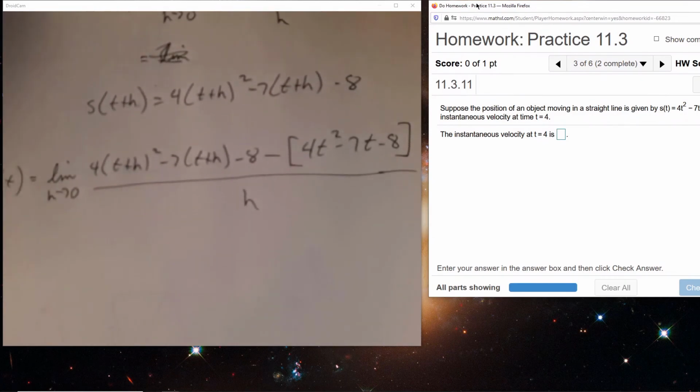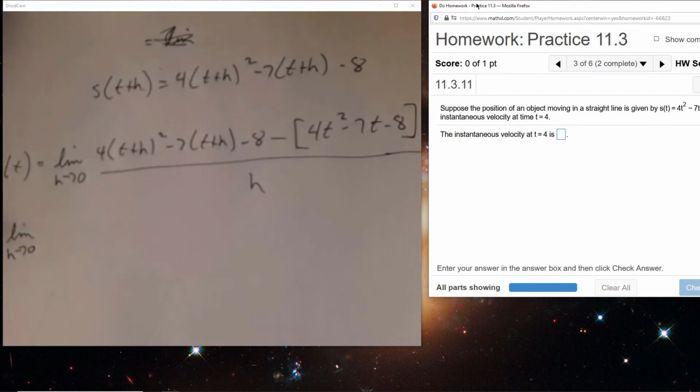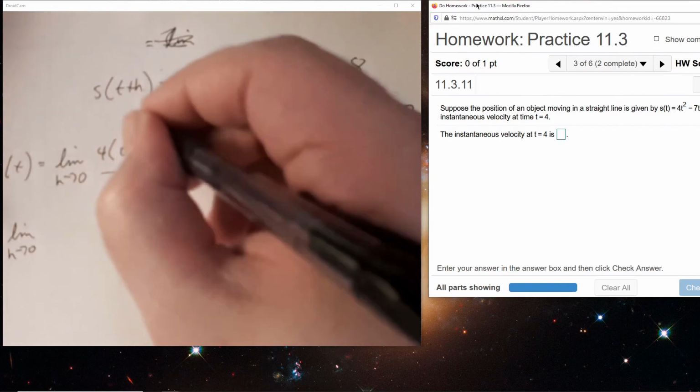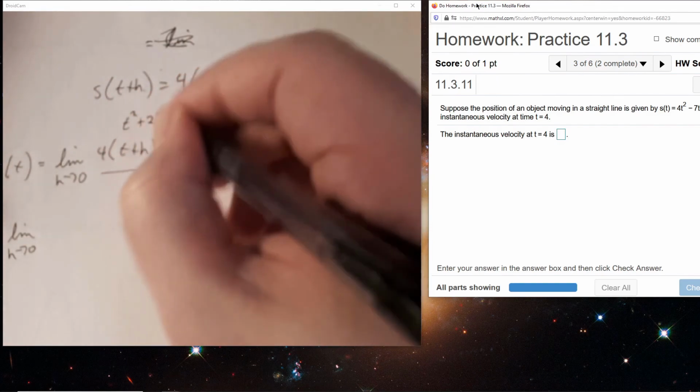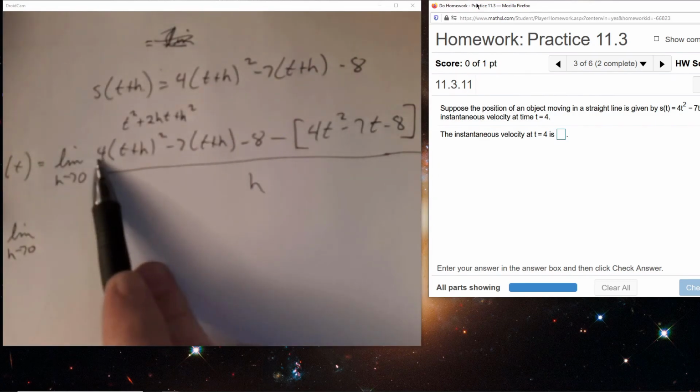And so now we're going to distribute all of this out and gather like terms. So first off, t plus h squared is t squared plus 2ht plus h squared. And then we multiply this by 4.